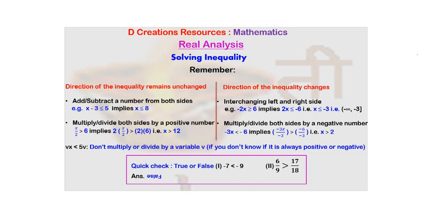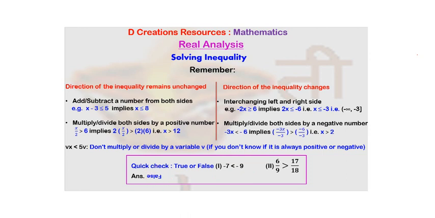What about the situation when you're talking about 6 upon 9 greater than 17 upon 18? If you just multiply these two by 2, you will get this as 12 upon 18. And of course 12 upon 18 can't be greater than 17 upon 18. So the answer is false again.